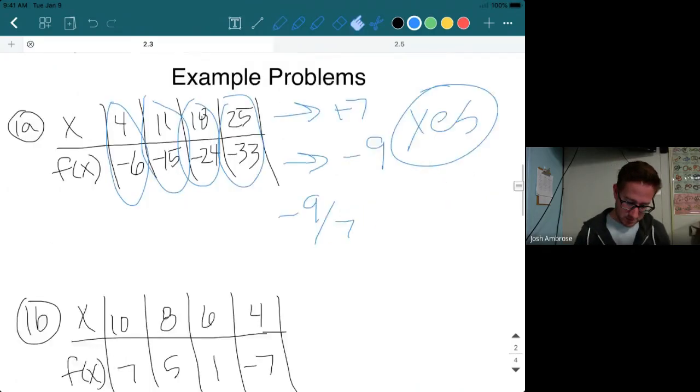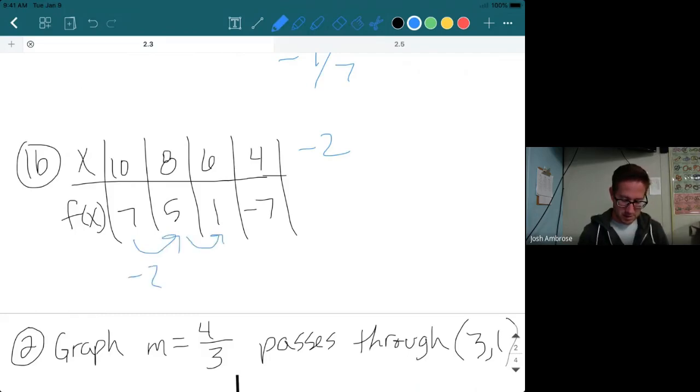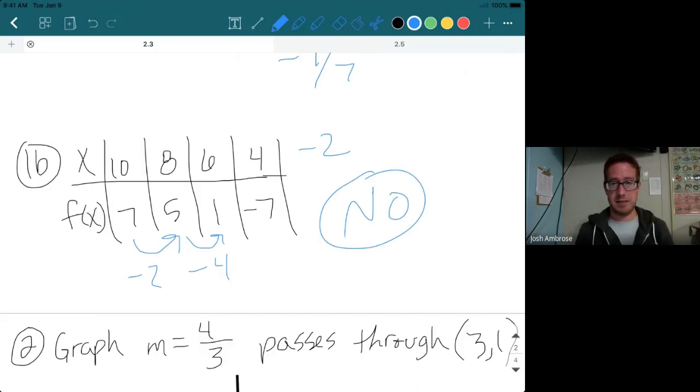Okay? Let's take a look at 1b. So it looks like the x's are dropping 2 every time. So that's going to be a decrease of 2 every single time. But now take a look at the f of x values. They drop by 2, but then they don't drop by 2 the next time. Then they drop by 4. So just from here to here, it's a drop by 2. But then from here to here, it's a drop of 4. So that's not the same. If it's not consistent every single time, immediately we know this is a no. This is not a linear data set. Okay?